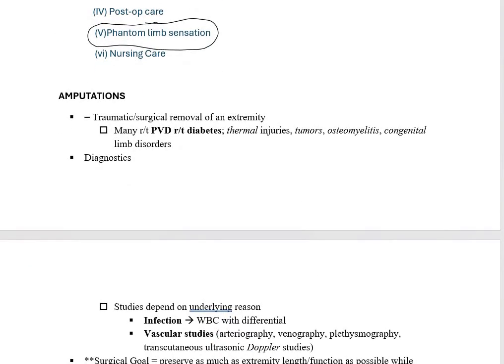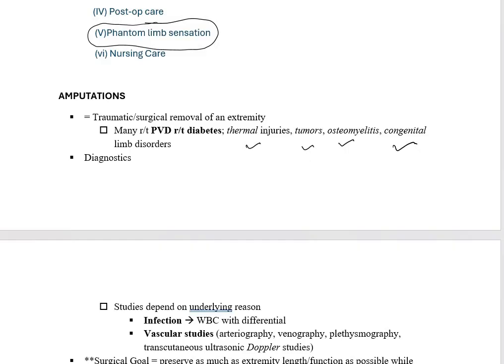So what is amputation? It's the surgical removal of an extremity. It could be the upper or lower. Amputation is a traumatic event for anyone. There are several causes for amputation. It could be due to thermal injury, tumor, osteomyelitis, which is an infection in the bone, or a congenital limb disorder.